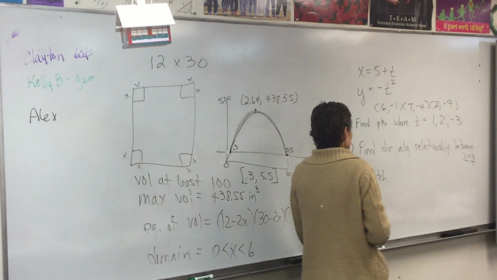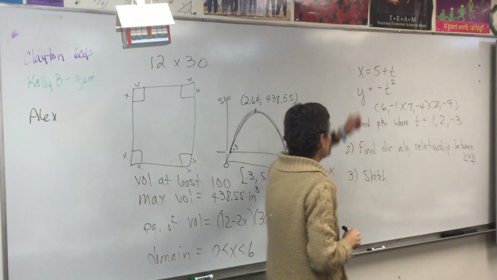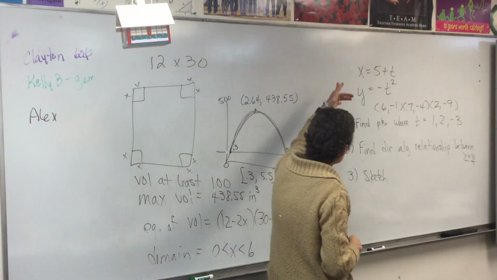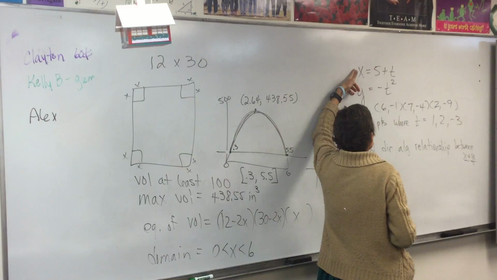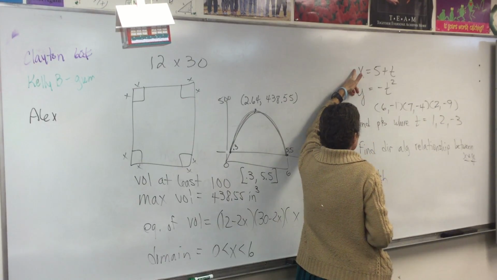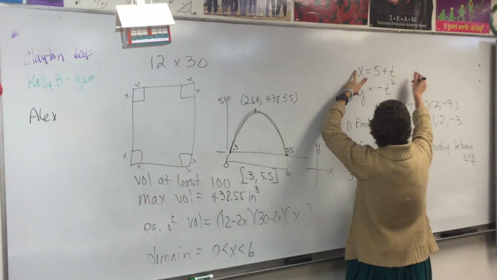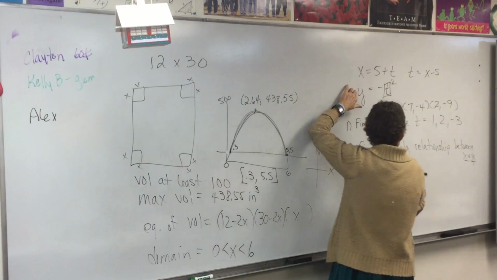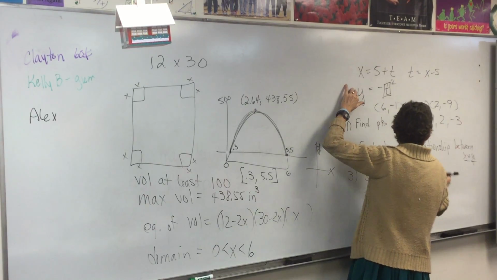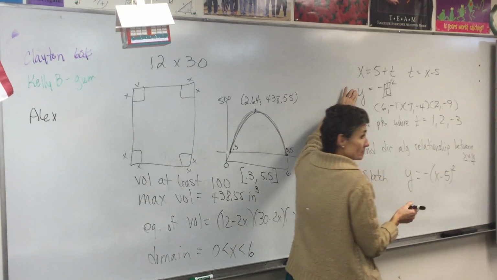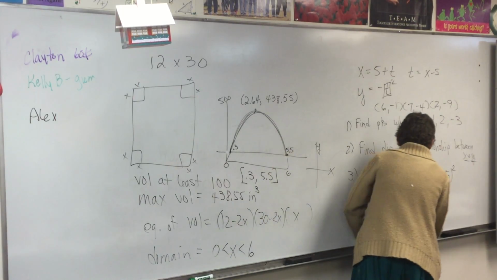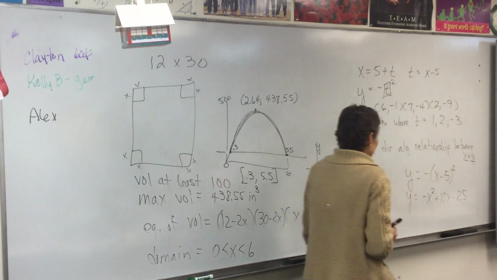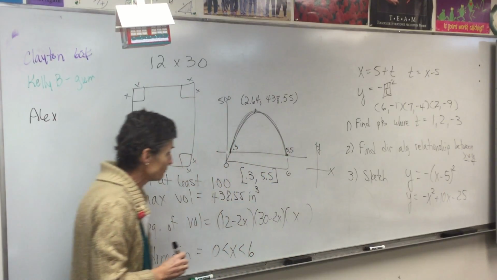Now, find the direct algebraic relationship between x and y. That means instead of 2 equations, have 1 and no t's. So what could I do to have 1 equation and no t's? We get t by itself, so t is x minus 5, and then plug it in right here. So y equals negative (x minus 5) squared, or negative x squared plus 10x minus 25 if I FOIL it out and distribute the negative.